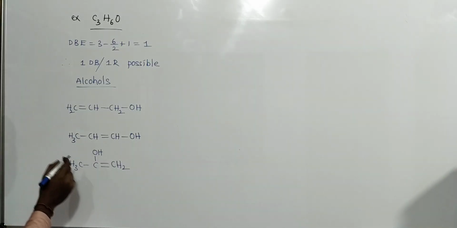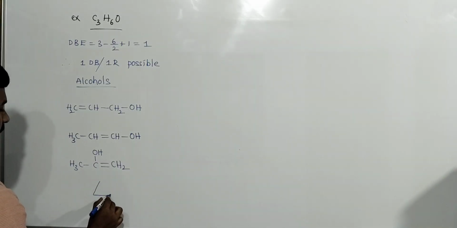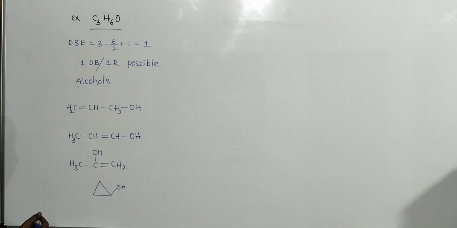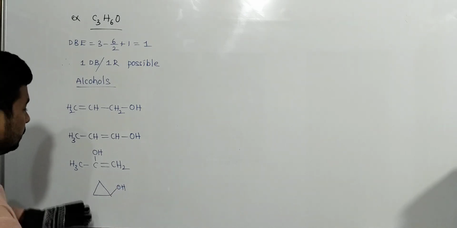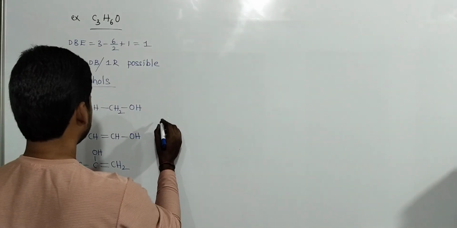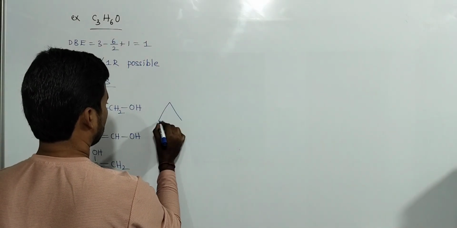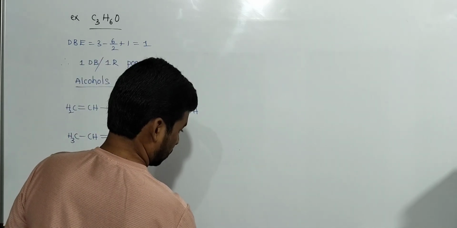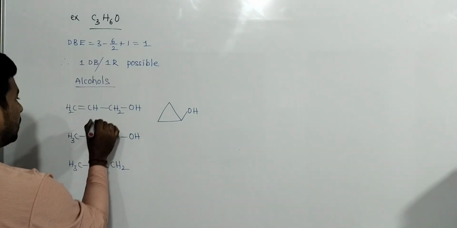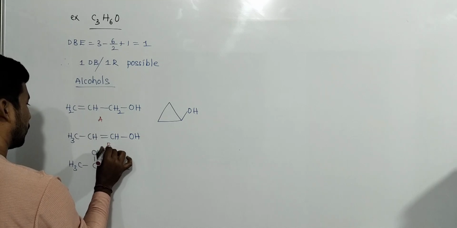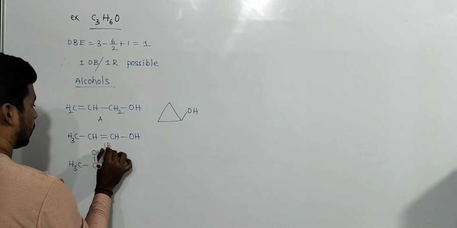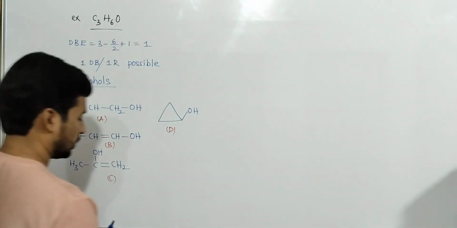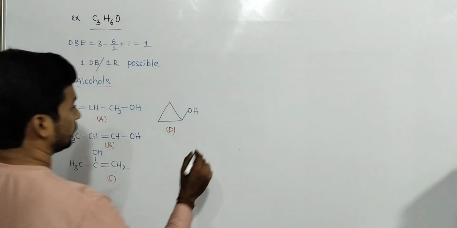3 carbon atoms with alcohol, cyclic, 1 cycle, and OH. That's 4 possible. I will write here: alcohol, cyclic alcohol. Okay, so label them A, B, C, and D. Ethers. Say ethers.